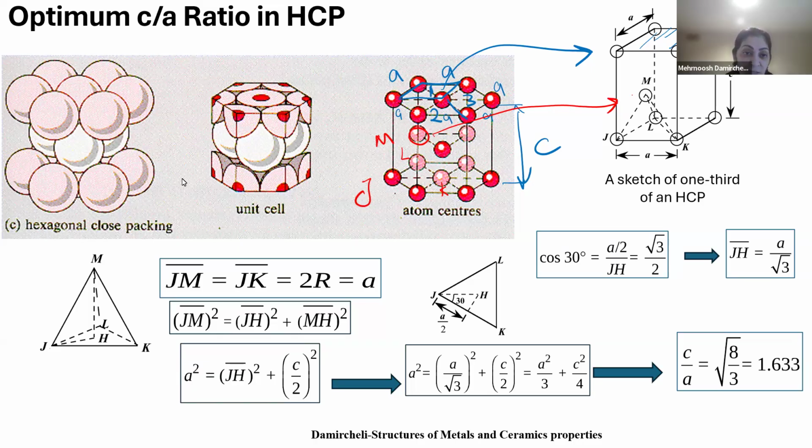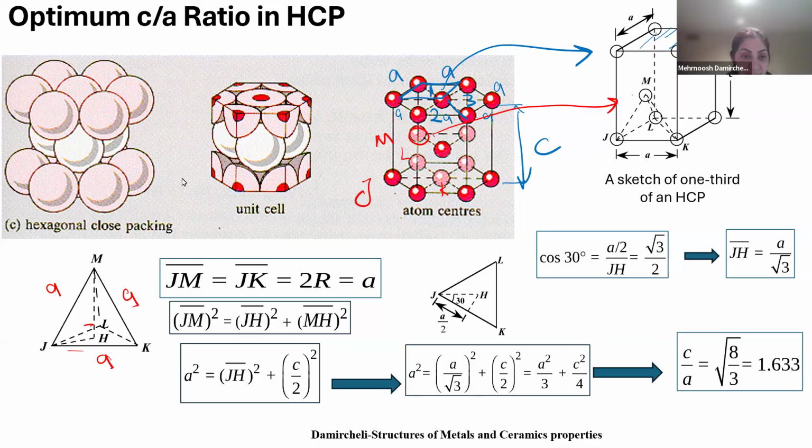We know that JM is A, MK is A, JK is A, and all of them equal 2R. Why? Because the A direction is the most compact direction, and in the ideal condition A equals 2R, where R is the radius of the atom.